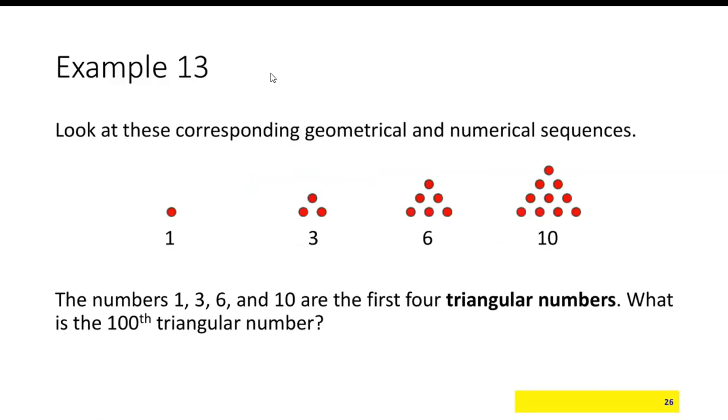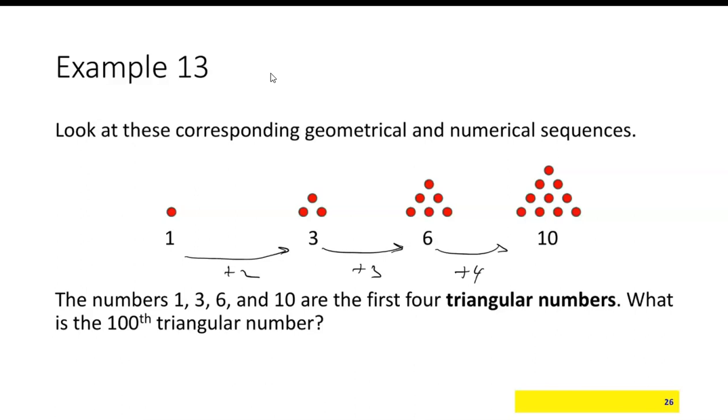And one more. 1, 3, 6, 10. These are what are known as triangular numbers. I'd add 2, then add 3, then add 4, and so on. What is the 100th triangular number?